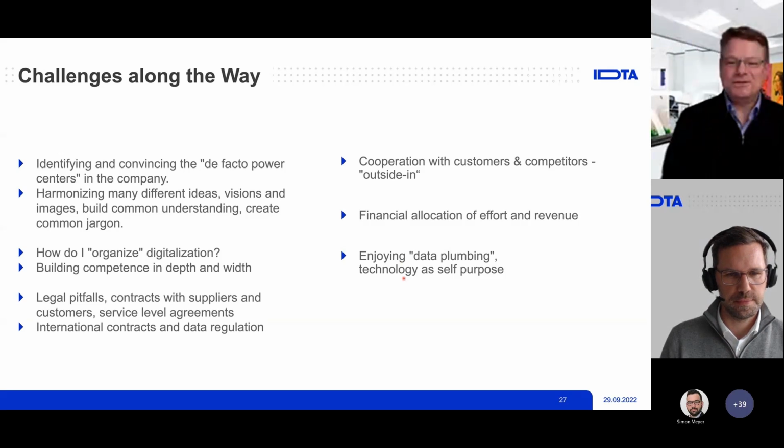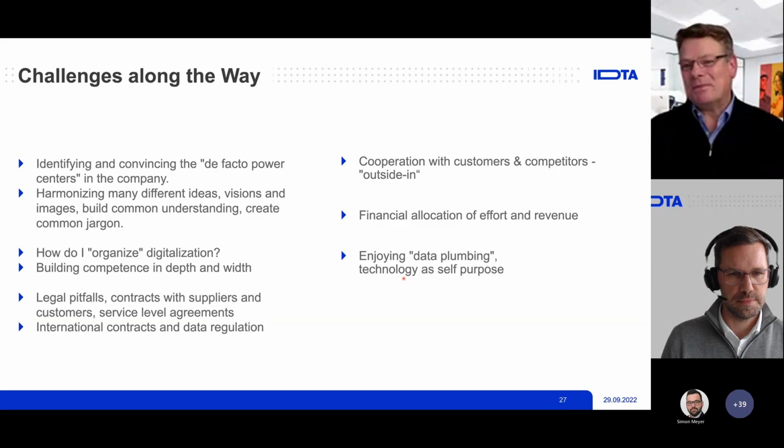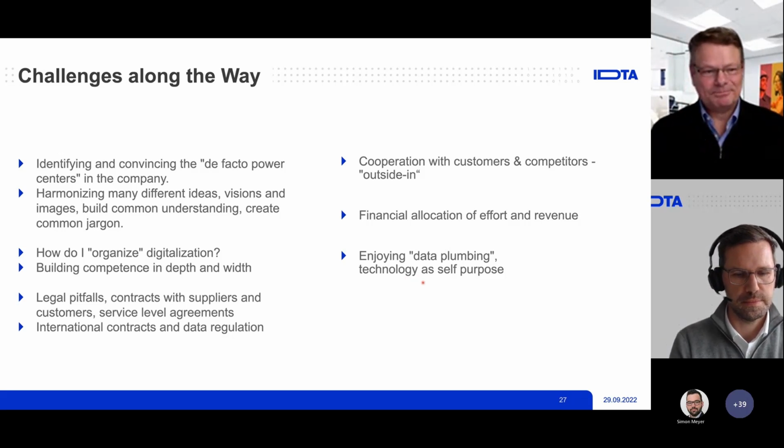And you also have to watch out that technology is not a self-purpose. If you leave engineers alone with a cloud solution, they will do a lot of interesting things, but maybe they will not do in a focused way what you want them to do. So this is also an effect that we have seen a couple of times.